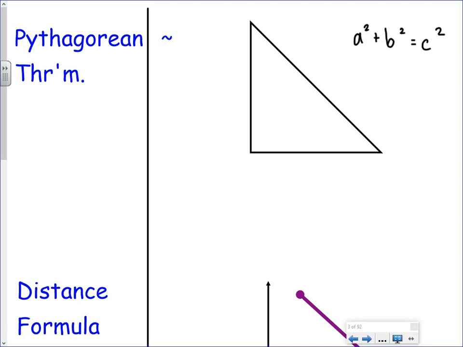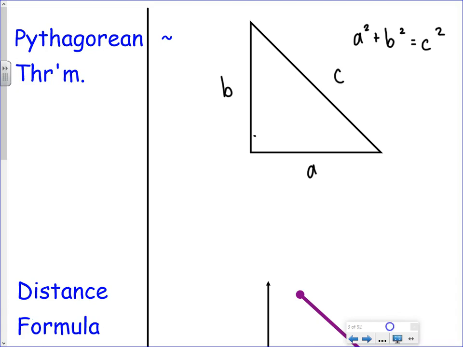Who's A? Who's B? What's C? Okay, keep going. Jacob, what do you got? The two shorter sides. Okay. For A. Good. And then? You square them and then add them to get C squared. And who is C? Got it.